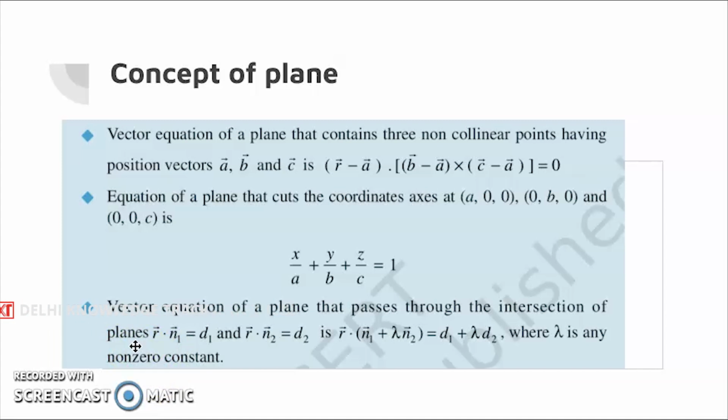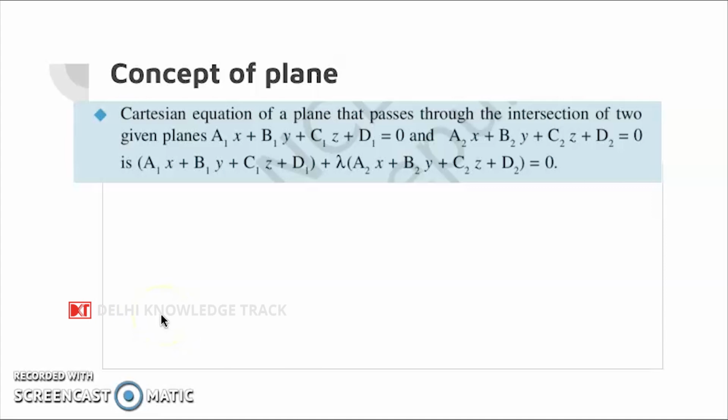So if some other plane passes through this line, then the equation of that third plane, which passes through the intersection of two other planes, is given by r·n1 + lambda n2 = d1 + lambda d2. Here lambda is any non-zero constant, like a scalar quantity.